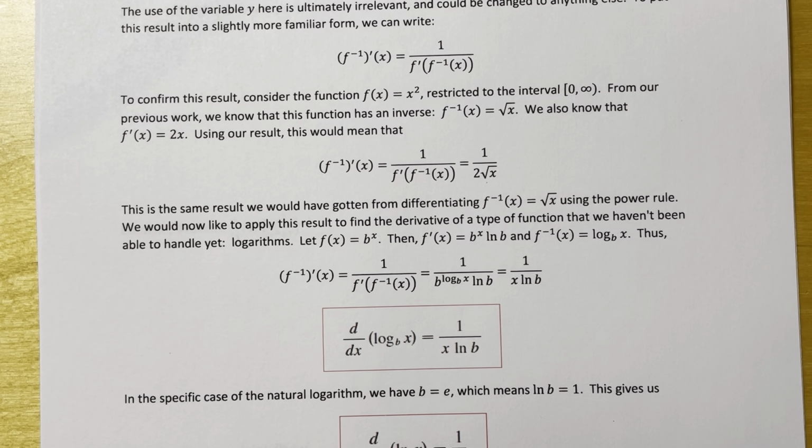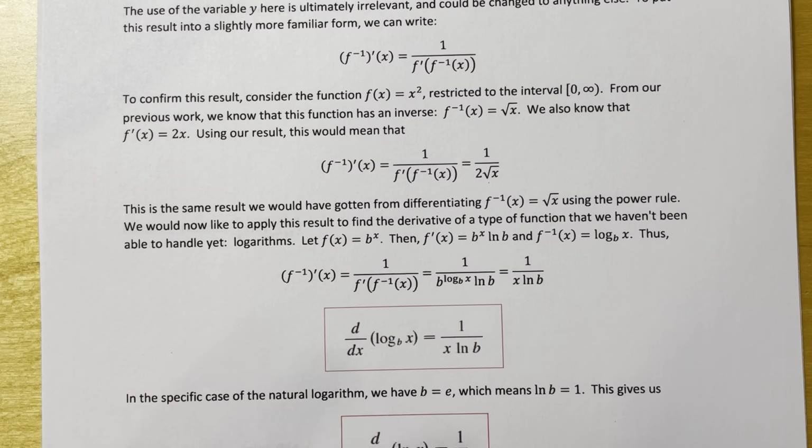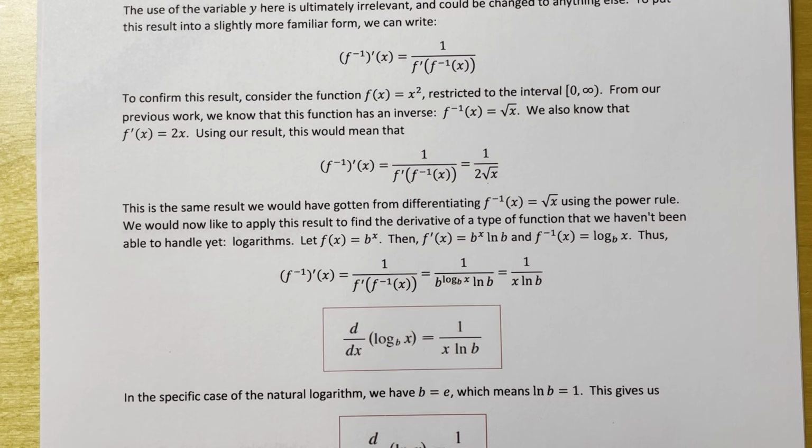So that's confirming that our formula that we just derived is doing what it's supposed to. It's giving us a correct answer for a derivative. But this particular example has given us no new information because we already knew the derivative of the square root function. We wanted to use this formula to find derivatives of functions we haven't dealt with yet.